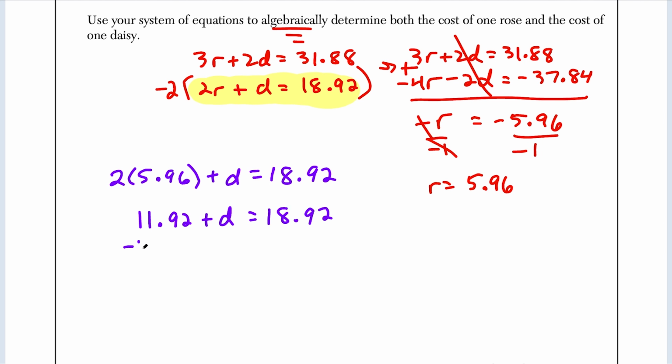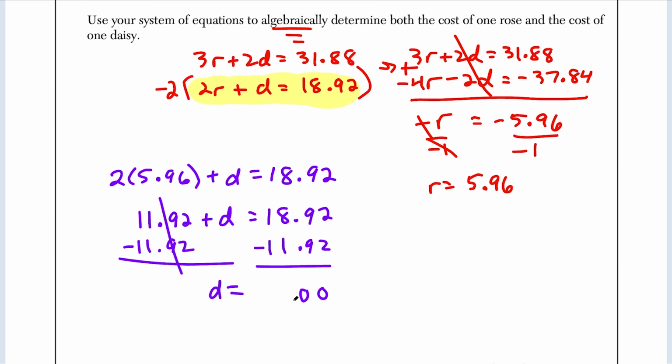And now for this part, we just subtract. So we have minus 11.92 on both sides. And for this, we could just go ahead and cancel out. And we have D equals 2 minus 2 is 0, 9 minus 9 is 0. We throw on our decimal, 8 minus 1 is 7, and then 1 minus 1 just goes away. So the cost of the daisy is $7. The cost of the rose is $5.96.